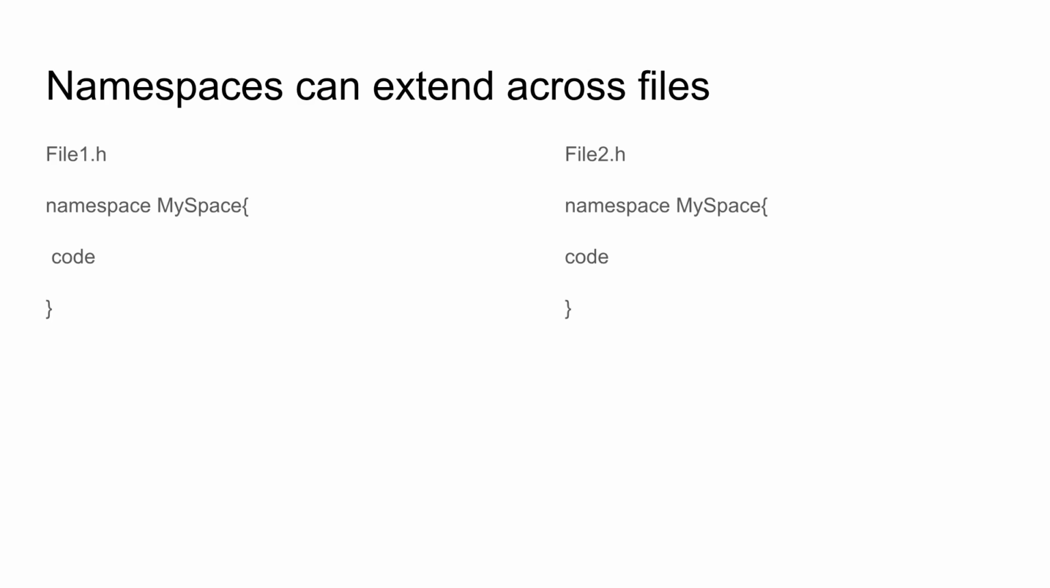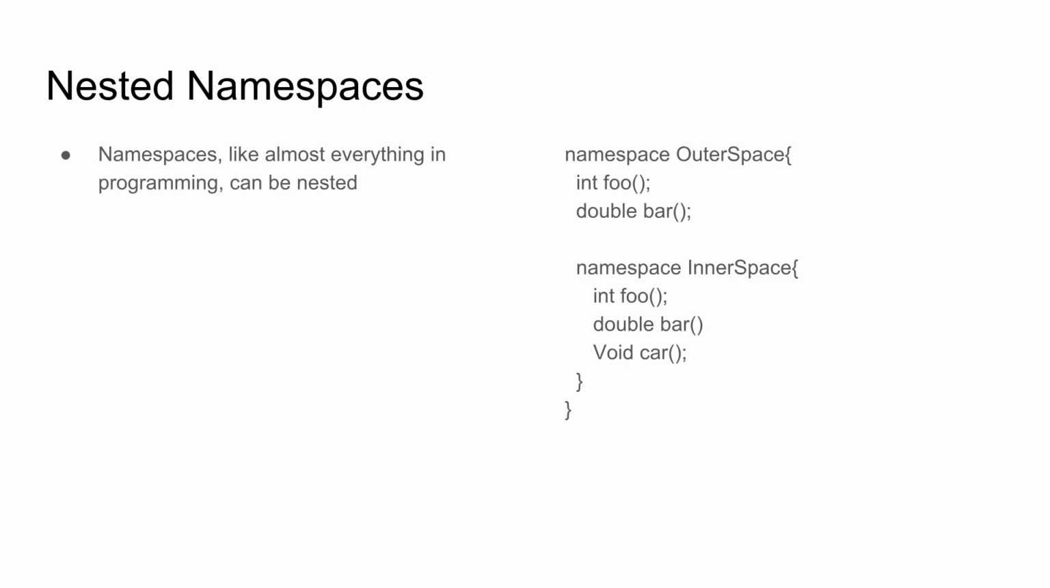So your namespaces can extend across multiple files, right? Just like you're asking for a module. If you had multiple header files that made up a project, you'd want to make sure that you put them all inside the same namespace. So here's file 1 and file 2, and they both have the same namespace, MySpace. So still one logical space. Both of these files contribute to it, file 1 and file 2.